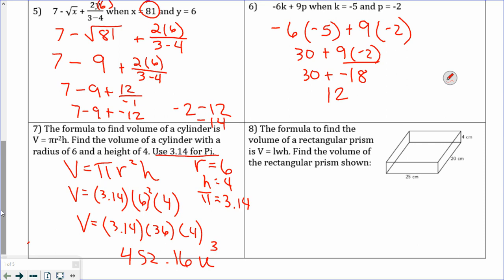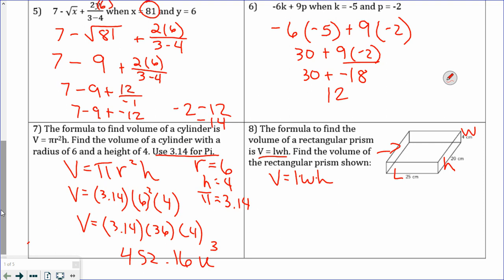Number 8, the formula to find the volume of a rectangular prism is volume equals length times width times height. Again, all those letters are right next to each other, so they're just multiplying. We want to find the volume of this rectangular prism. All right, so let's see. It doesn't matter in what order, so I'm just going to label 25 is my length, 20 is my height, and 4 is my width.